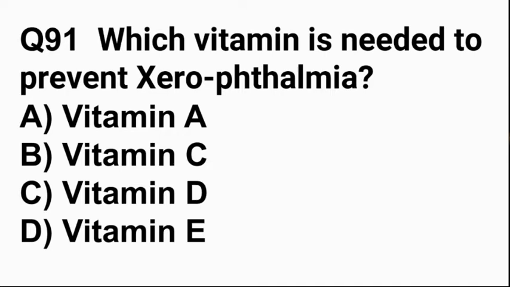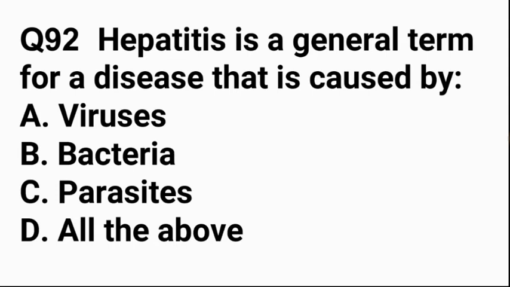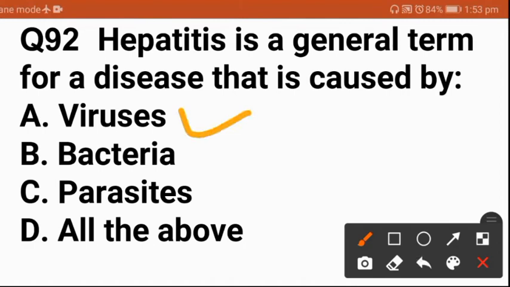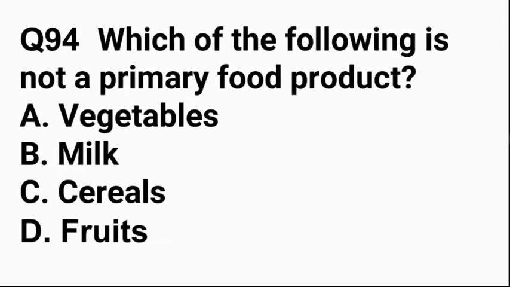Which vitamin is needed to prevent xerophthalmia? A. Vitamin A. Hepatitis is a general term for a disease that is caused by A. Viruses. Which is a communicable disease? C. Measles. Which of the following is not a primary food product? B. Milk.